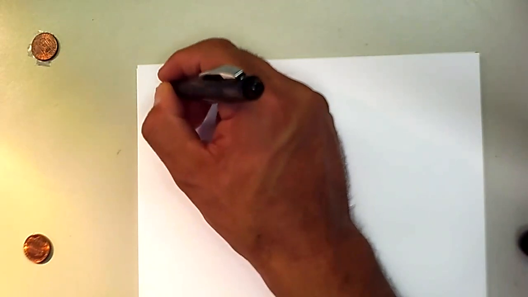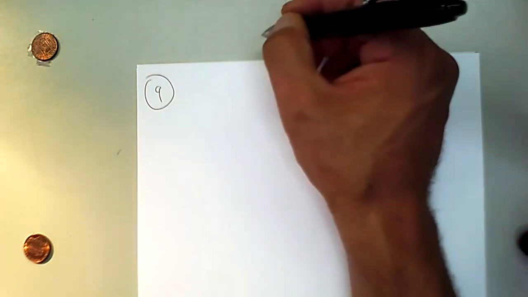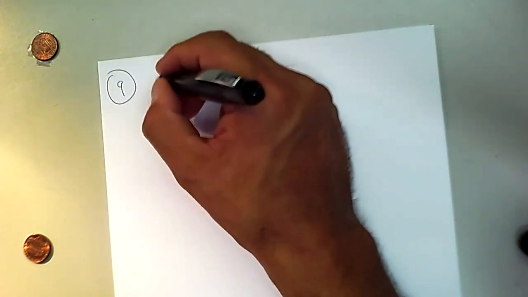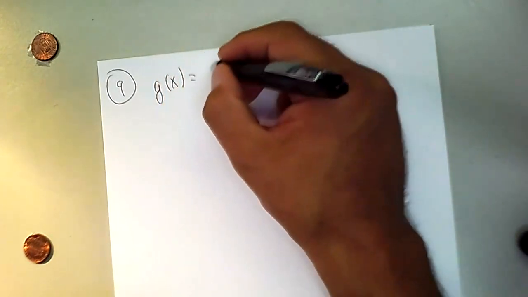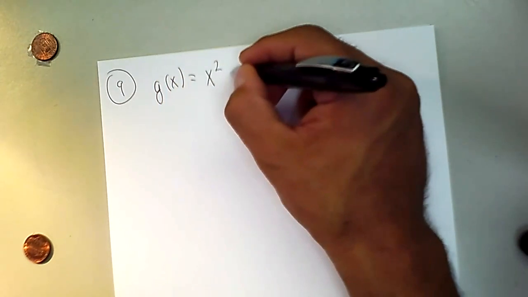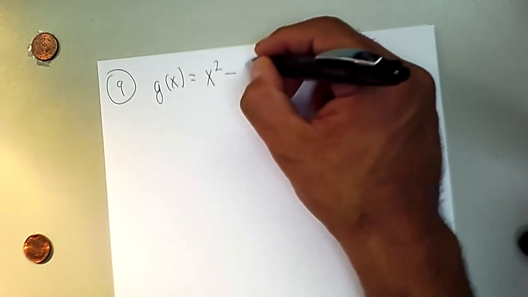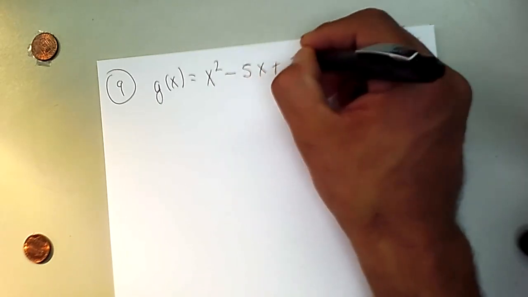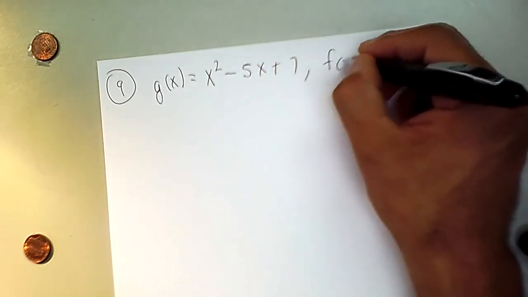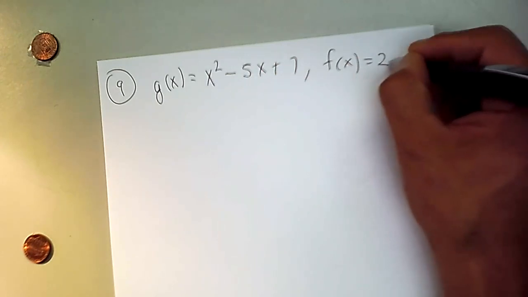Example 9. Okay, let's say g of x is equal to x squared minus 5x plus 7. And let's keep f of x the way it was before, 2x plus 3.